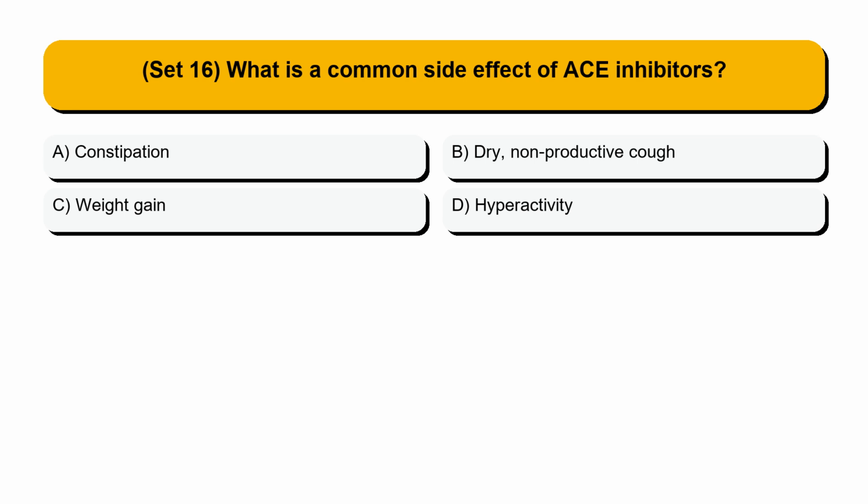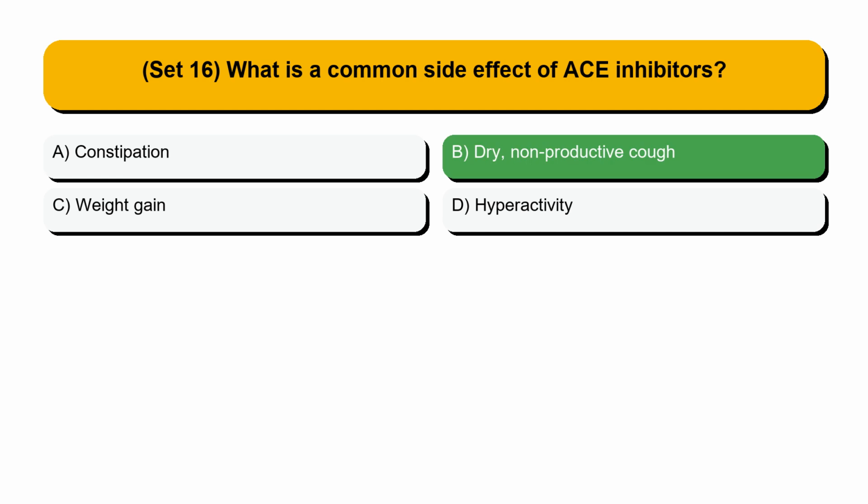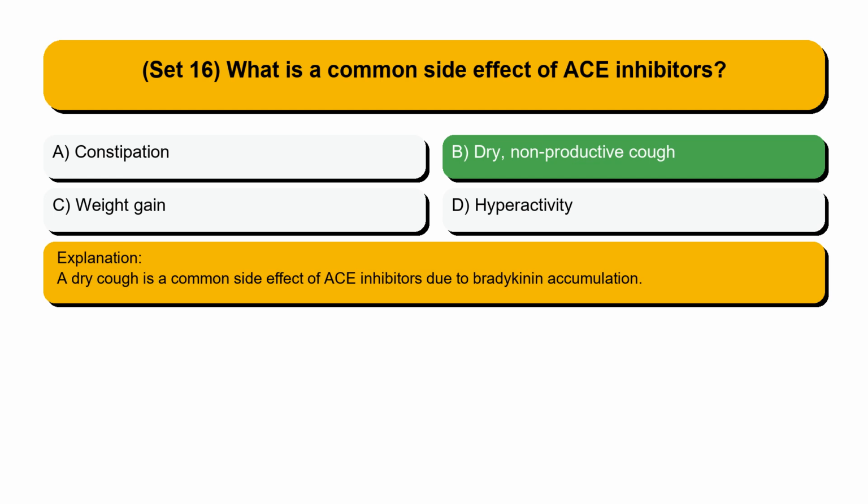Question 16. Set 16. What is a common side effect of ACE inhibitors? Option A, constipation. Option B, a dry, non-productive cough. Option C, weight gain. Option D, hyperactivity. The correct answer is option B, dry, non-productive cough. A dry cough is a common side effect of ACE inhibitors due to bradykinin accumulation.